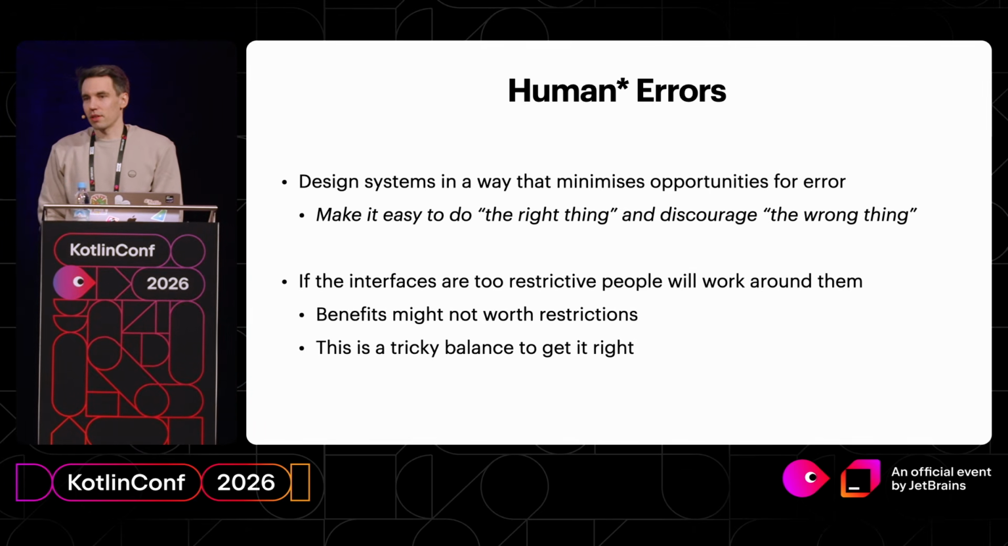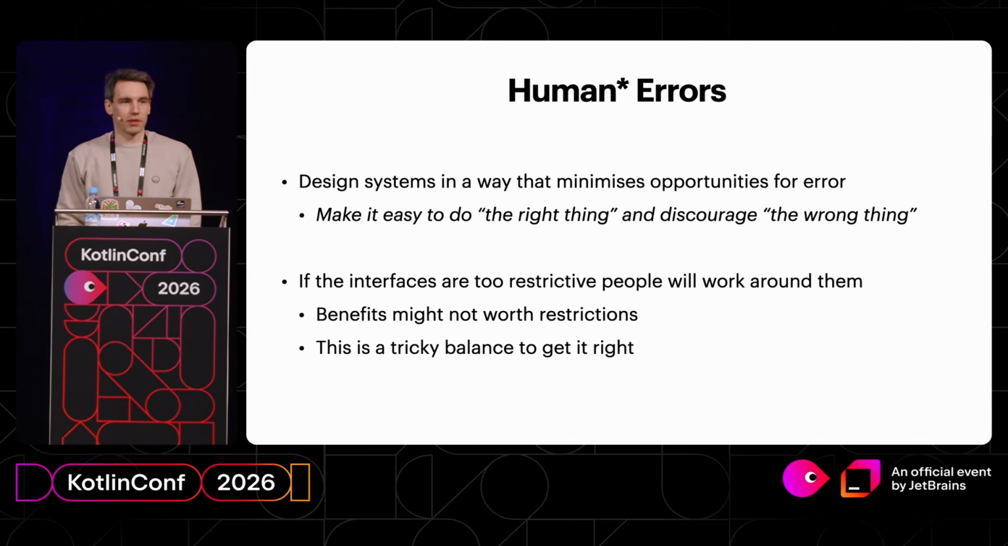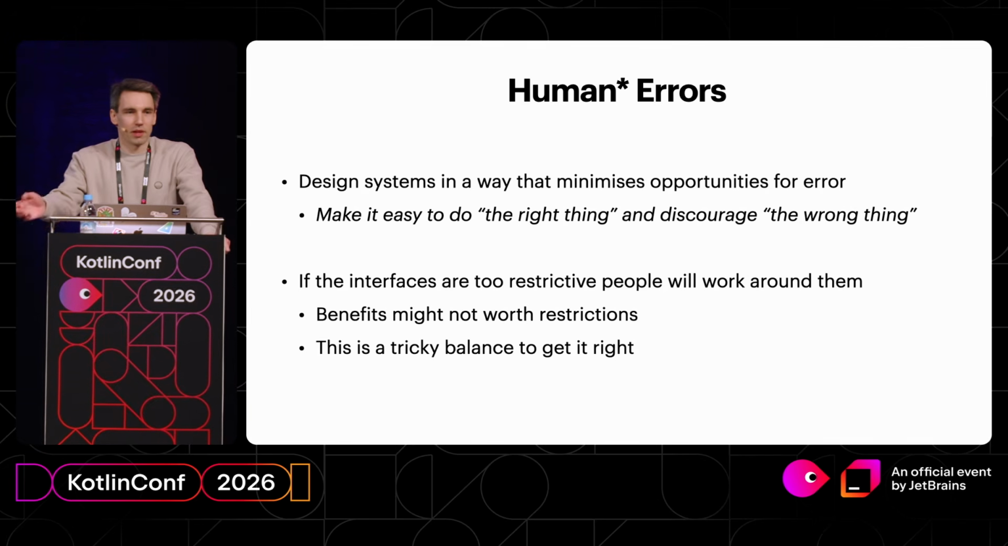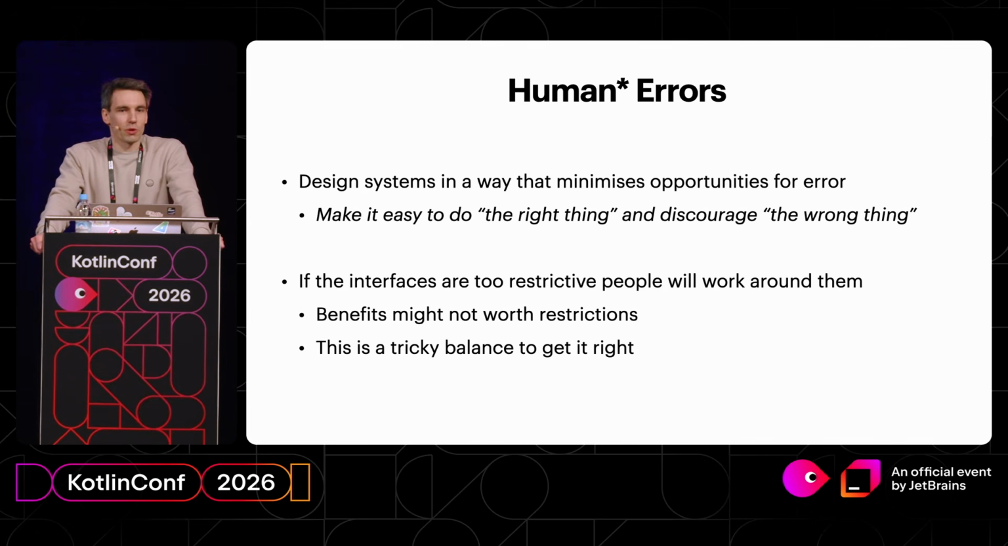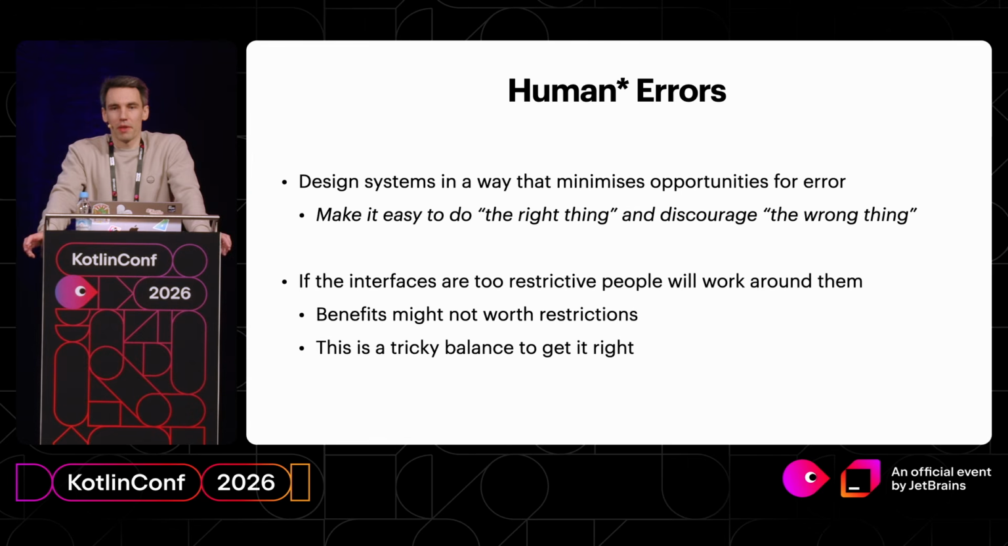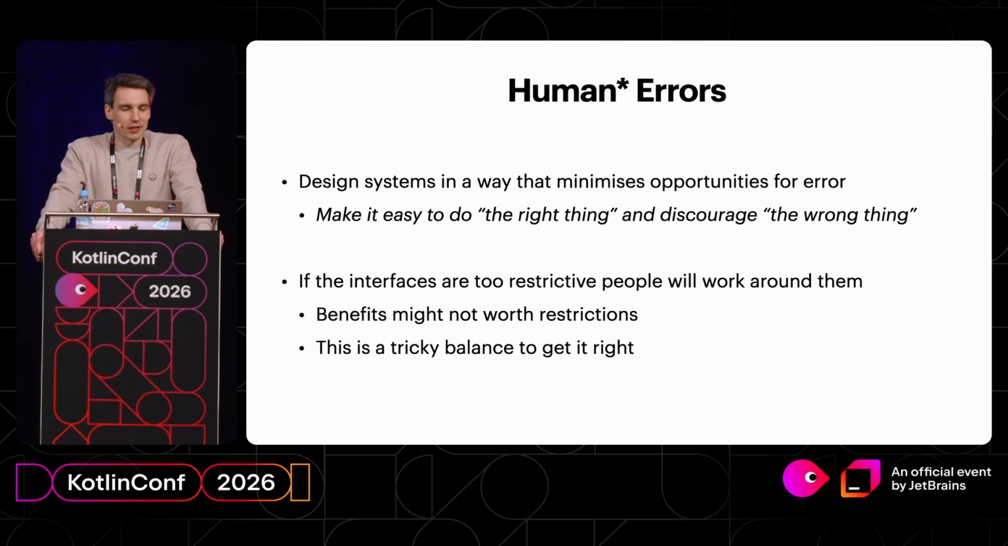A good example here is nullable and non-nullable types. If your type is non-nullable, then the compiler won't stand in your way and will just allow you to call methods, dereference it, and so on. And if it's nullable, then it will ask you to make some checks, and only then can you invoke methods. However, we also know that if interfaces are too restrictive, people will definitely work around them, because sometimes the benefits might not be worth the restrictions, and this is quite a tricky balance to get right.